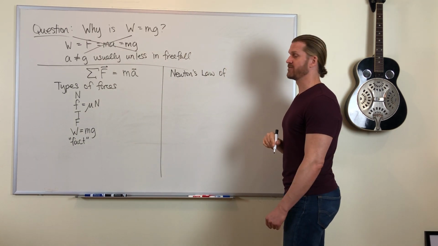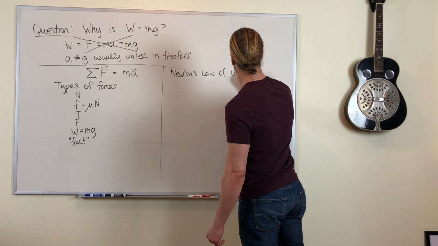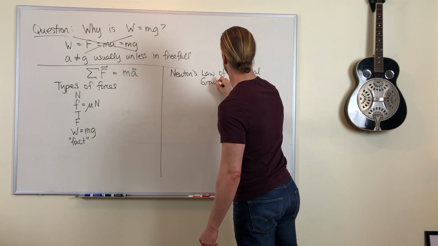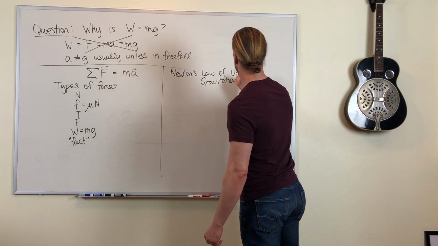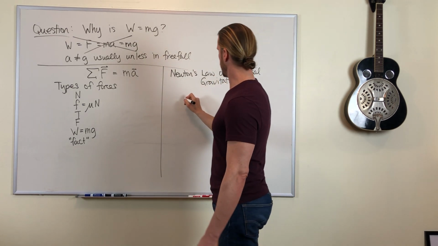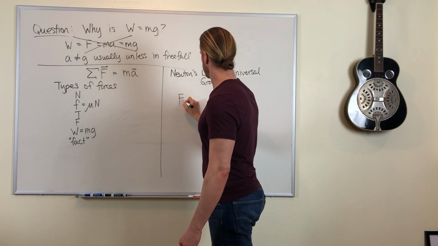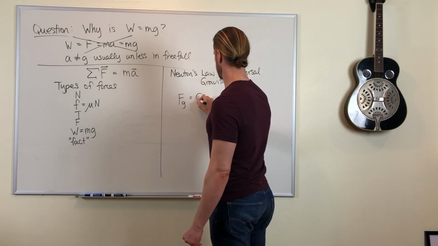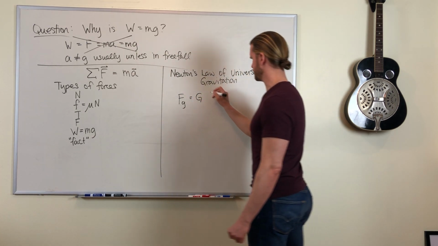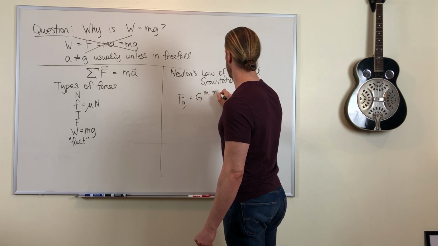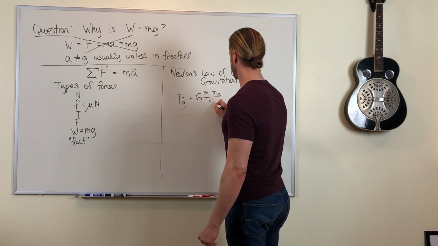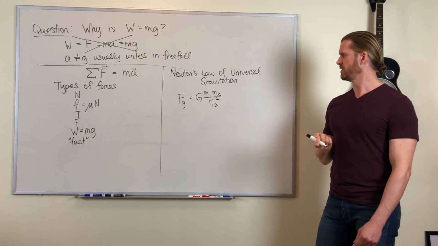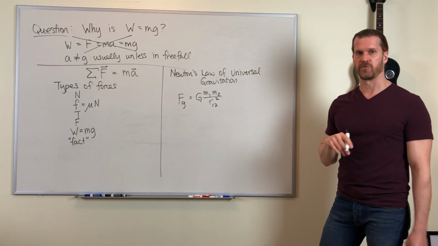This is Newton's law of universal gravitation. And it says that the force of gravity between any two objects equals some constant number G times the mass of object 1 times the mass of object 2, divided by the distance between them squared.